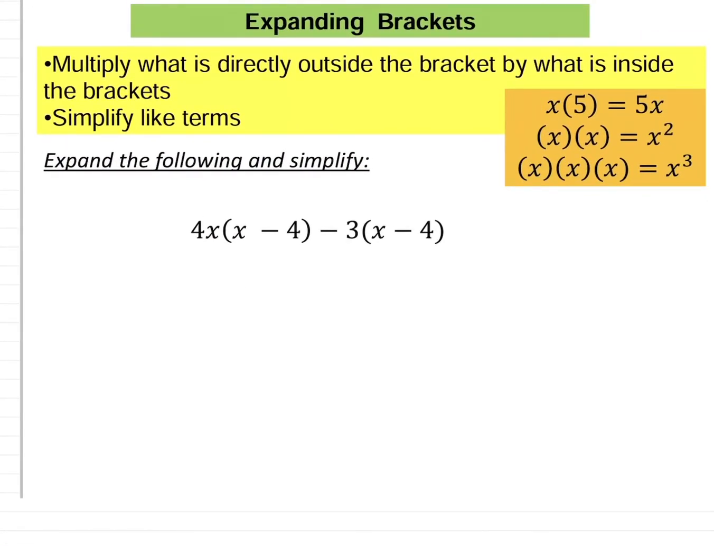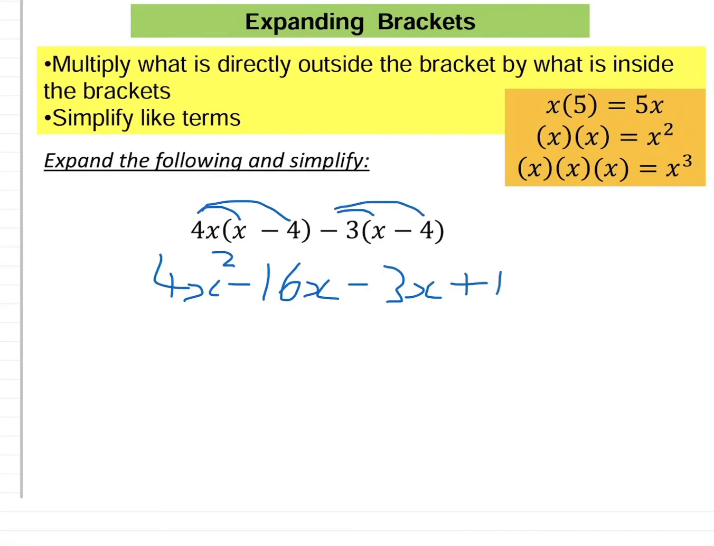Okay, another one like the previous example. So let's expand the bracket on the left first. So 4x times x is 4x squared. 4x times minus 4, we have minus 16x. Then minus 3 times x is minus 3x. Then minus 3 times minus 4, that gets us plus 12. Remembering a minus times a minus gets us a plus.